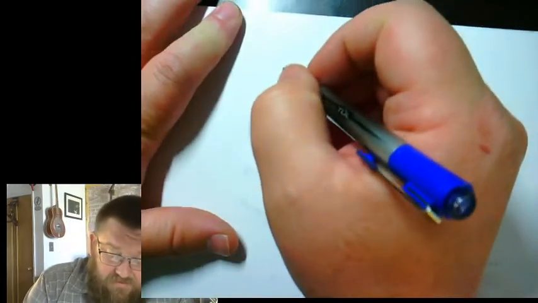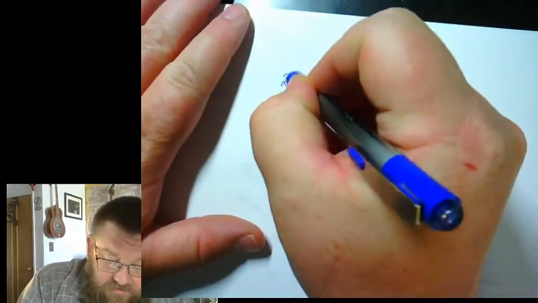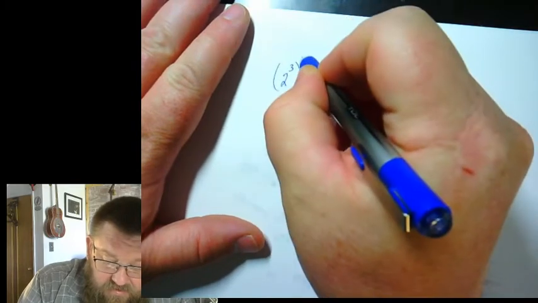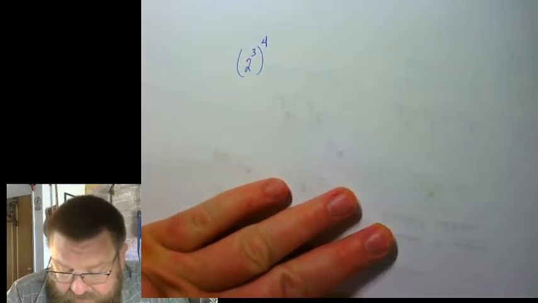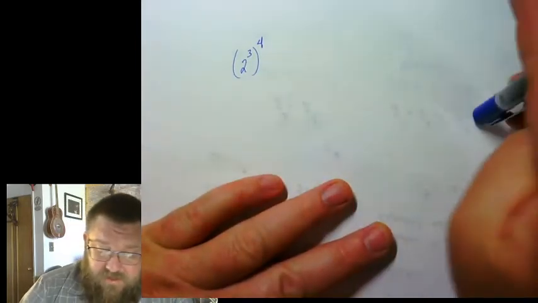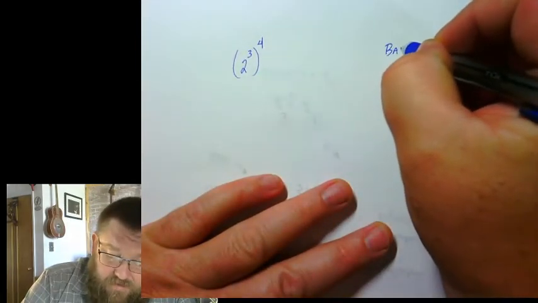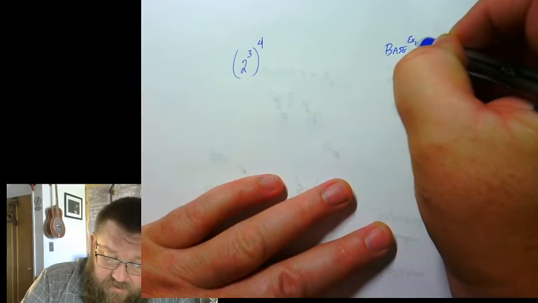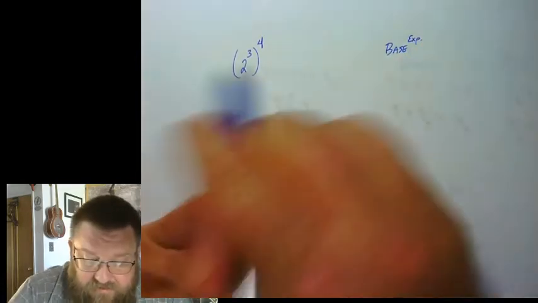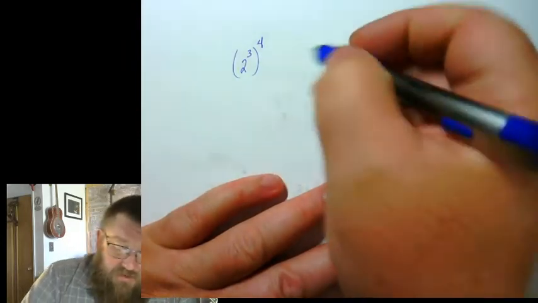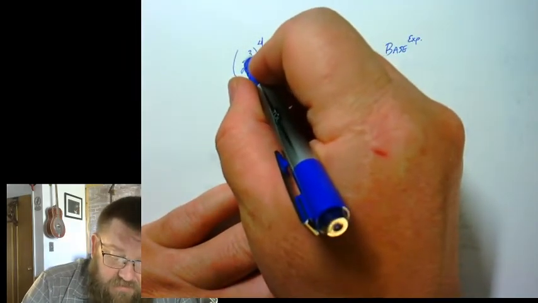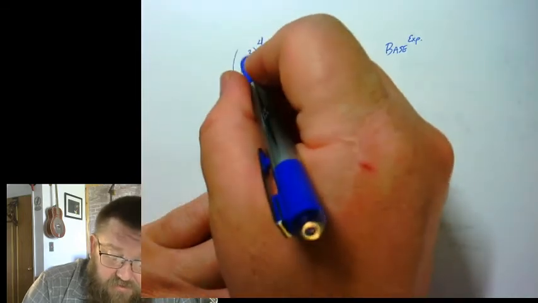Check this out. Let's do something like this. What if we had 2 to the 3rd to the 4th power? Here's the thing that's kind of weird about this. I want to help you so that you can really read this and understand what it means. You know how with an exponent you have a base and then you have the exponent, right? Well, this is strange because it has two exponents. We have a 3 and we have a 4. So it turns out for the 3, the base is a 2.